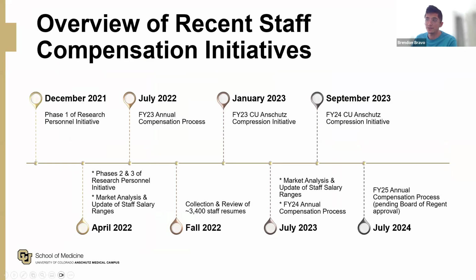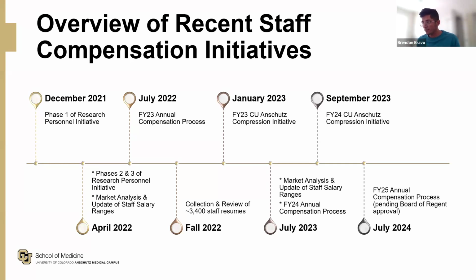This next part is just an overview of recent staff compensation initiatives we've gone through. In December of 21 was phase one of our research personnel initiative. Then in April, we had phase two and three. And then we also had a market analysis and update of the salary staff ranges. In July of 2022, we had our fiscal year 23 annual compensation process. That's our Axiom upload table one that happens every fiscal year. Then in fall of 22, going into January of 2023, we had our collection and review of staff resumes, and that led to our compression initiative.